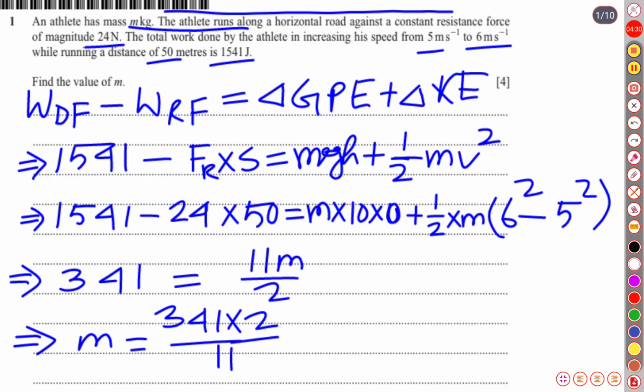Hence our m is going to be, if we do simplification, I mean division, 11 threes are 33, then 11 ones are 1. So 31, and if we multiply by 2, it is going to be 62. So our answer to question number 1 is 62. So the mass of the athlete was 62 kg.